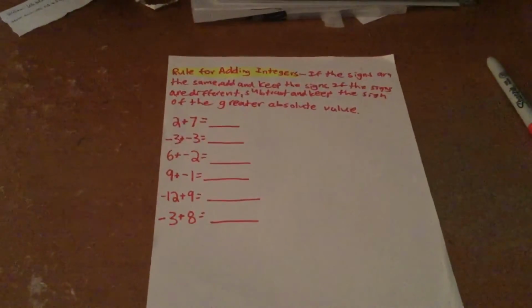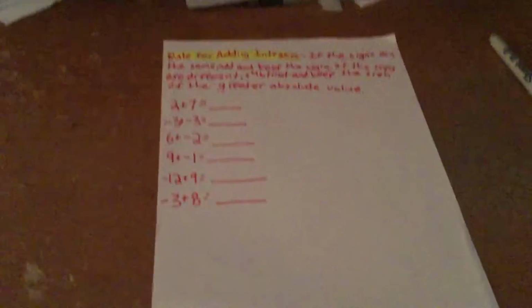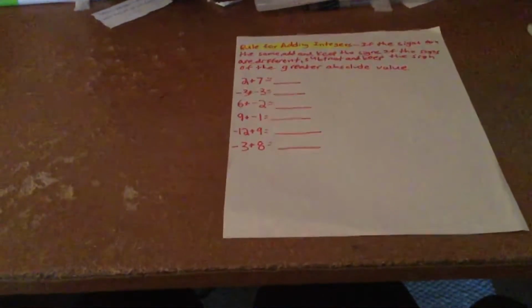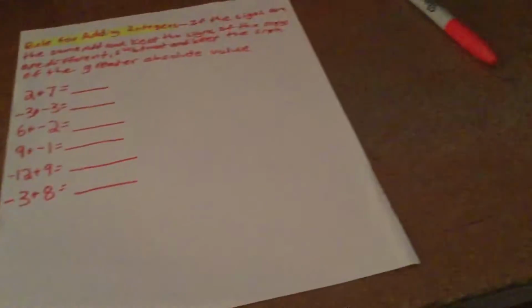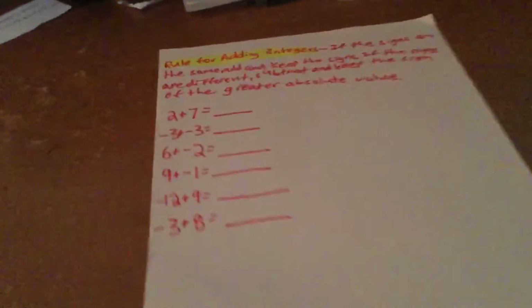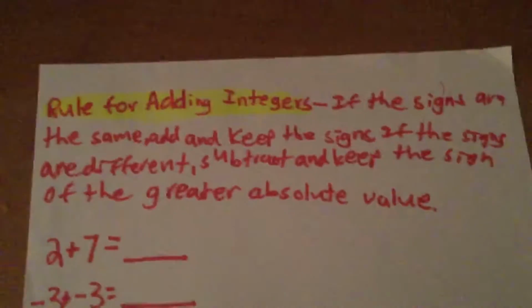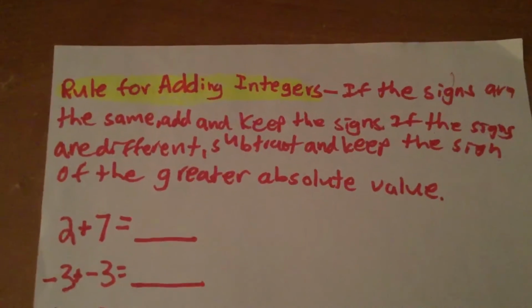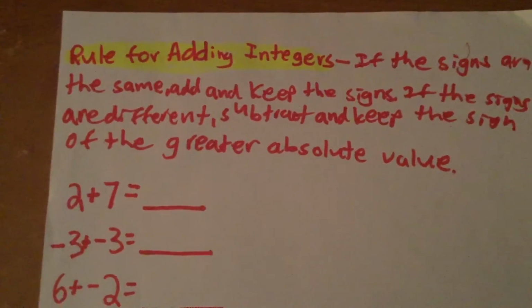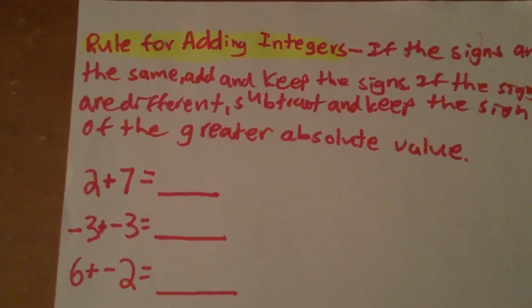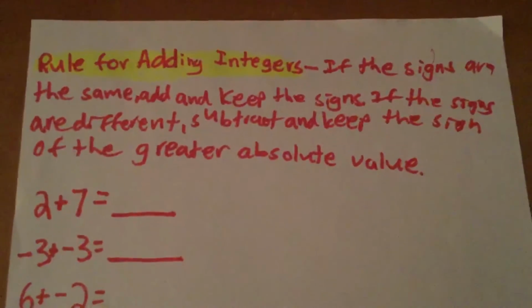Today, I'm going to show you how to add integers. An integer is basically a number, another name for a number, but it can be a negative or a positive number. So, the rule for adding any integers is if the signs are the same, add the numbers and then keep the sign. And if the signs are different, subtract the numbers and keep the sign of the greater absolute value.